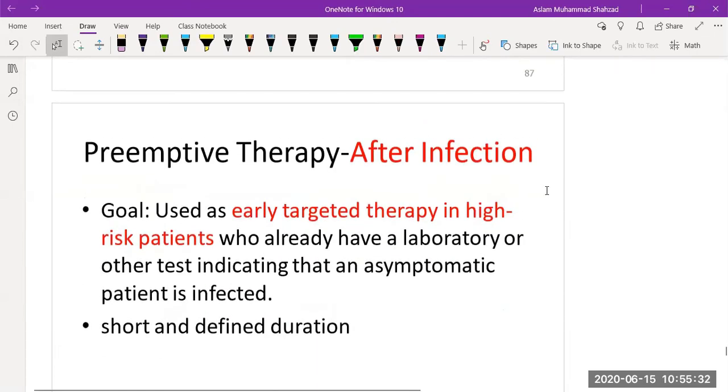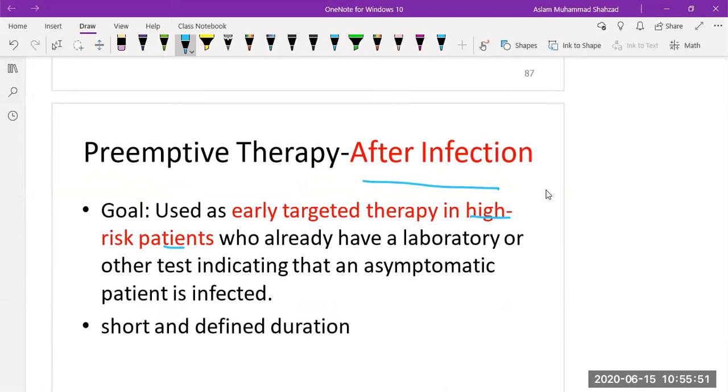When we talk about preemptive, it is after the infection has occurred, and this is the early detection in patients that are at high risk. For example, they're not symptomatic, they are asymptomatic, but they are infected patients. So we talk about preemptive therapy.